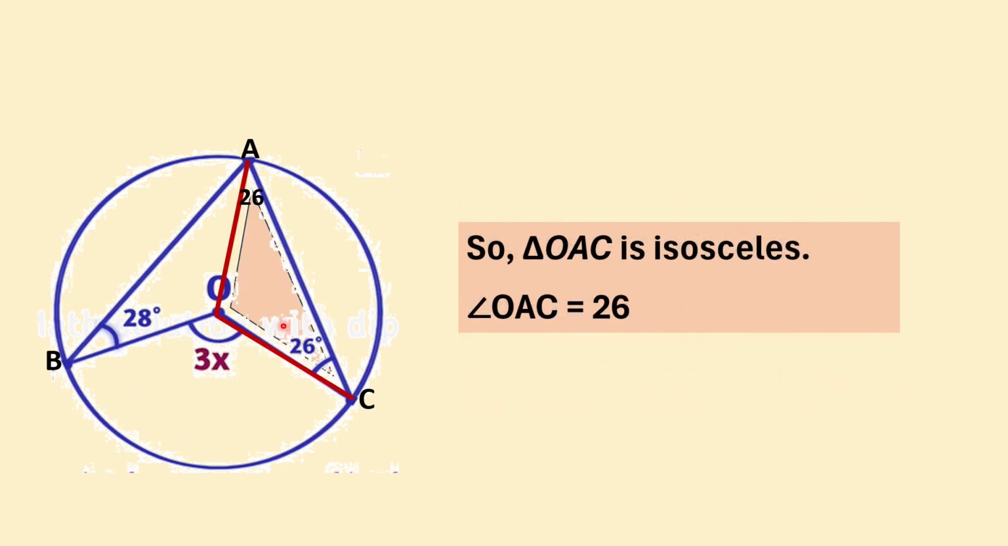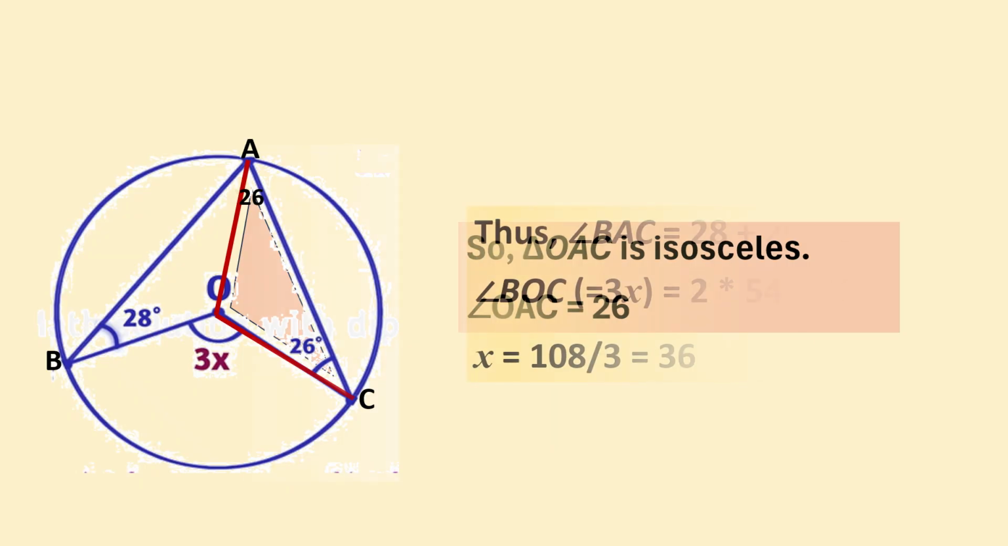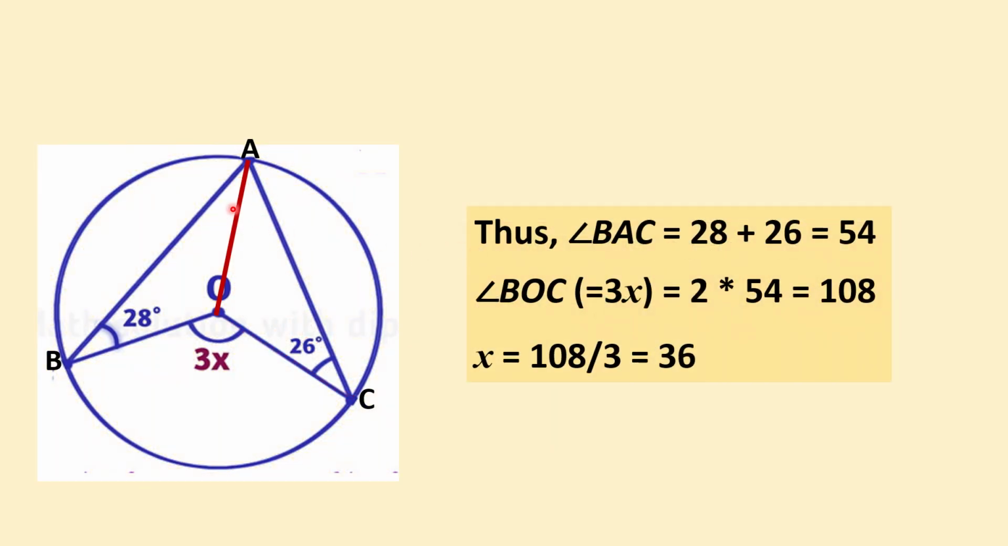So because the triangle is isosceles, the angle OAC must be 26. This angle C is given as 26. So OAC must also be 26 because the triangle is isosceles. The two base angles are equal, so each of the base angles is equal to 26. So we got this 28 and 26.